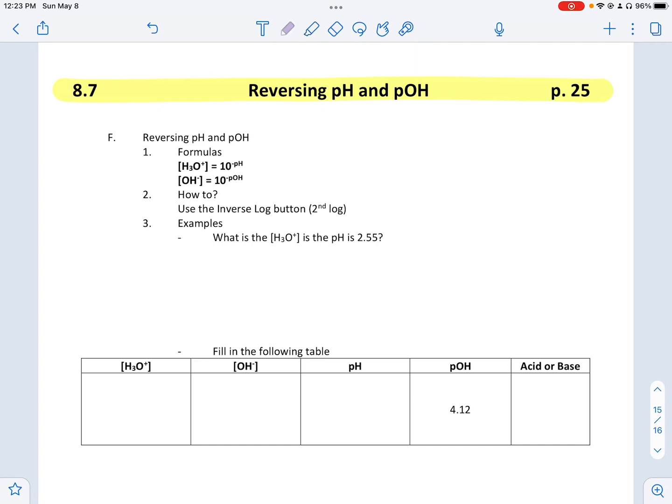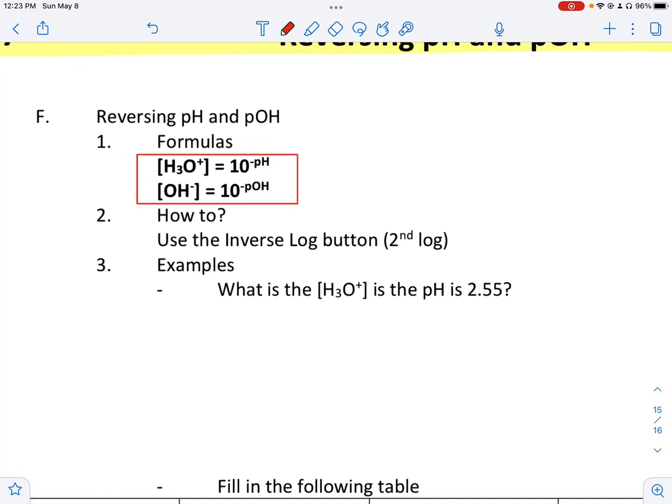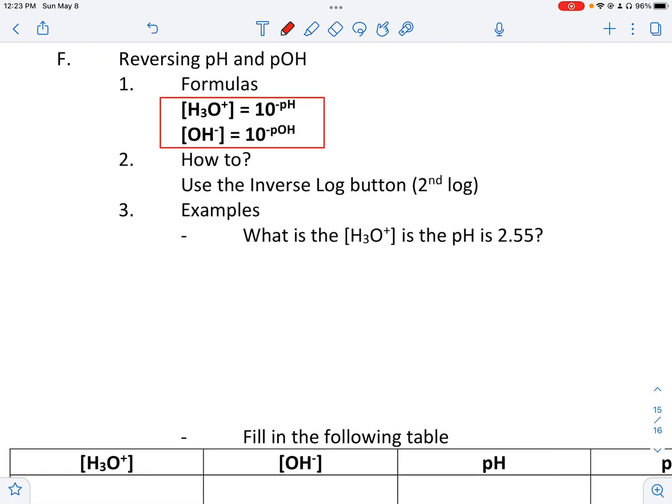Our biggest thing is we want to get two more formulas, and that is these two right here. They are just the opposite of what we did before. To find our H3O concentration, remember it's labeled in molarity, you will take 10 to the second log, or inverse log. On our calculators, we hit the second button and then log. So 10 to the minus pH, and we're going to do the same thing to find pOH. That is our sixth formula.